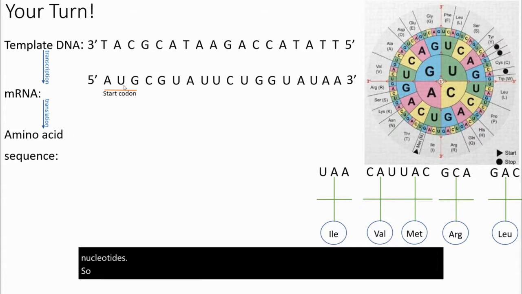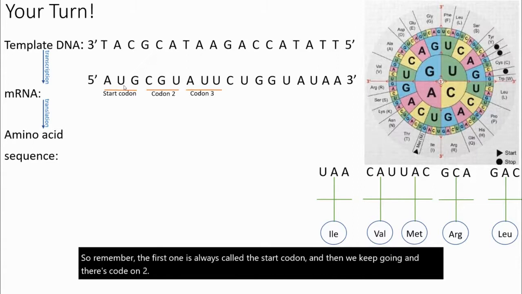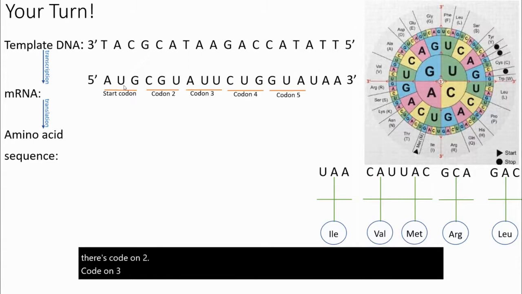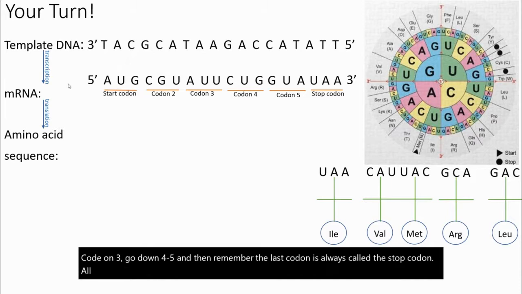So remember, the first one is always called the start codon. Then we keep going, and there's codon 2, codon 3, codon 4, 5, and then remember the last codon is always called the stop codon. All right, so now we need to use the codon wheel to figure out which amino acids we need, because remember the sequence of amino acids is really important.